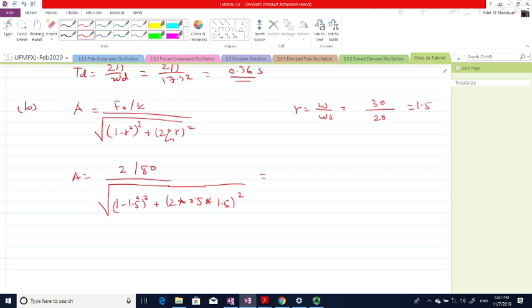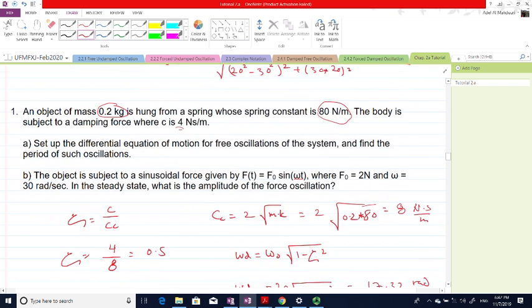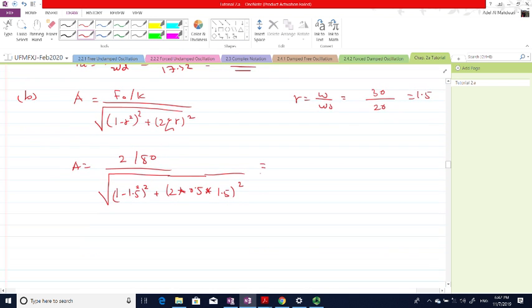And it should give you the same answer as the previous method, which is 0.0128 meter. If you multiply it by 1,000, it becomes 12.8 millimeters. Did you find that? Yeah. So this is another way how to solve this question.